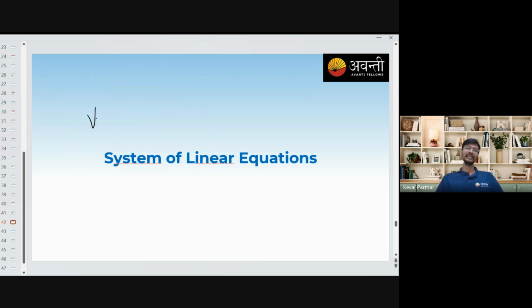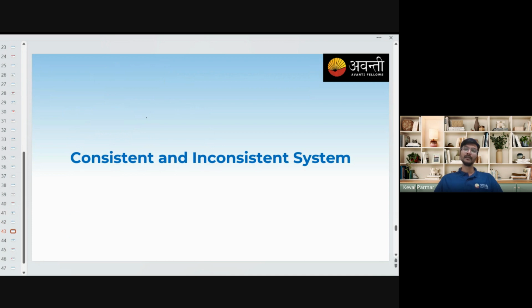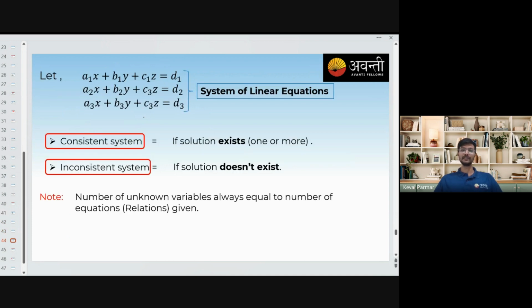This is very, very important. You can expect 99% of chance one question will be asked from this. Because from past many years, continuously they're asking one question on this. Consistent and inconsistent system. Let's say these are a system of linear equations, which are 3 equations in 3 variables, x, y, and z.